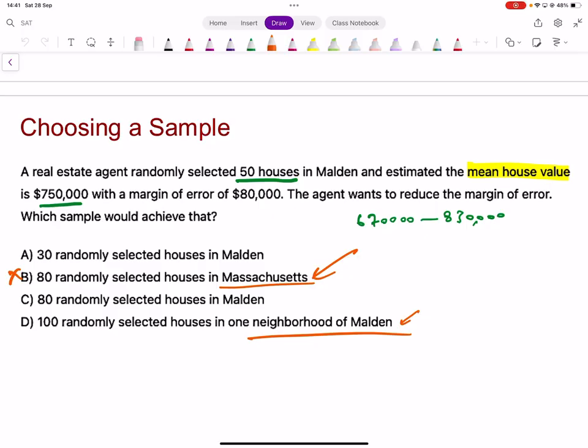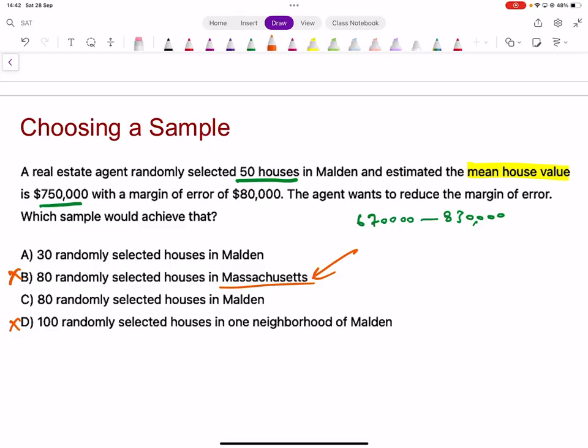Yeah, so you can only generalize that sample to DHA. You can't generalize that to whole Lahore. So you can't select a sample from one neighborhood and generalize that to the whole city. That's not possible. That would not work. So this last option is also incorrect.